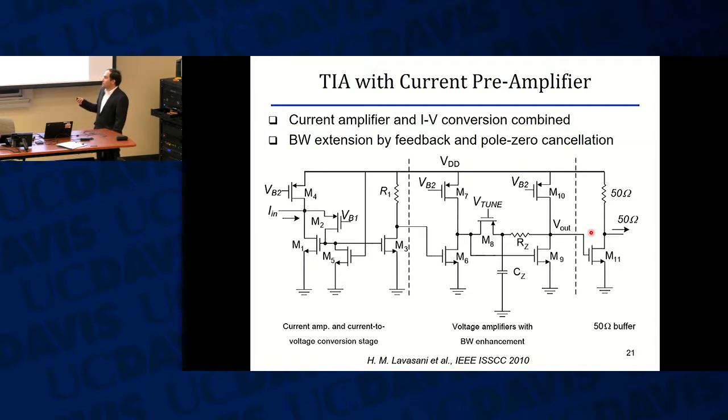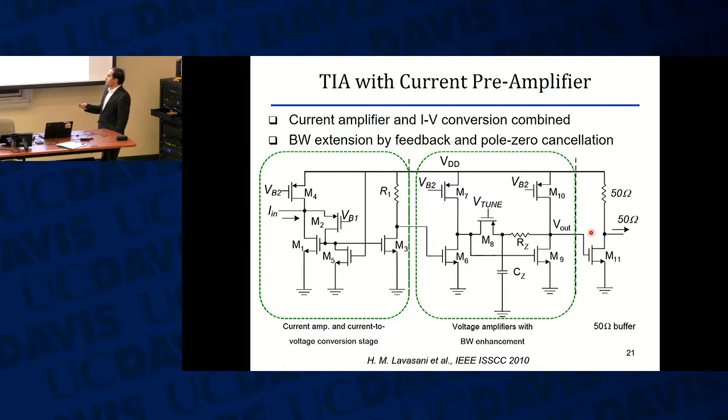The current is boosted, and then it's passed through a resistor. Now I have a voltage. I gain it up as much as I need. So I have voltage gain stages with feedback. And this feedback is a special feedback. It's got some zero for bandwidth enhancement, and then a final driver for driving a 50 ohm load.